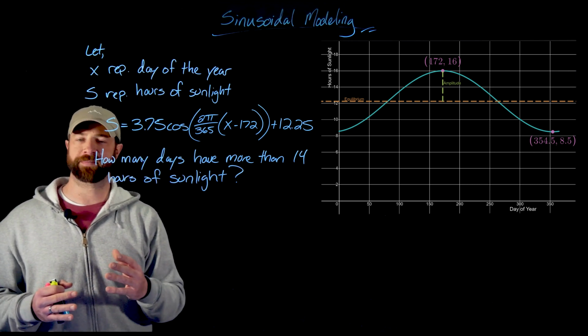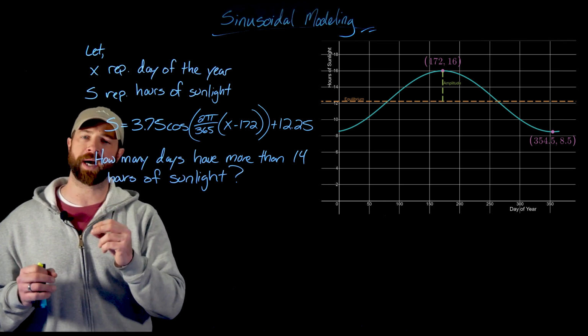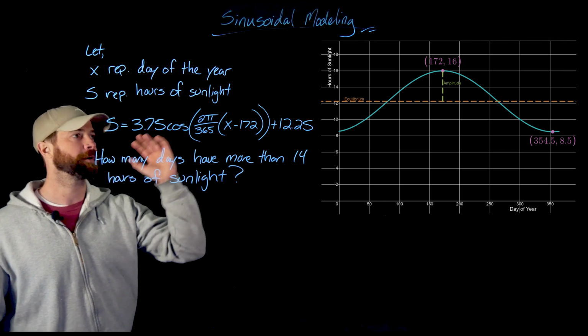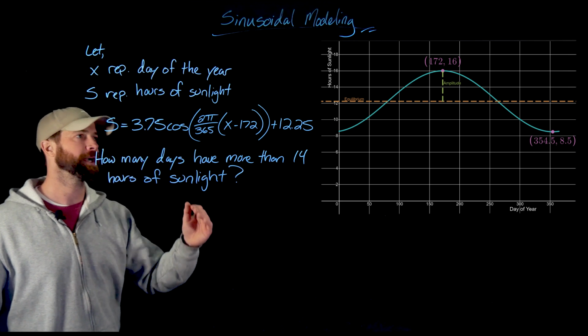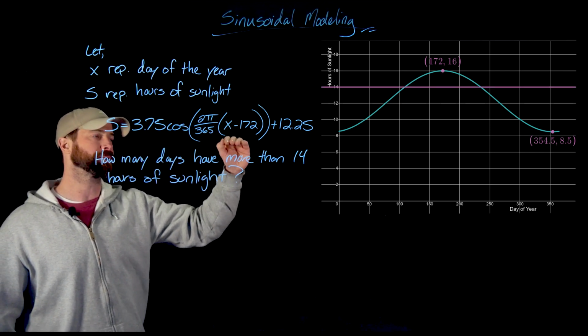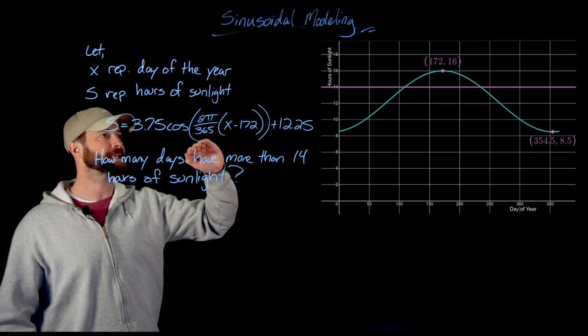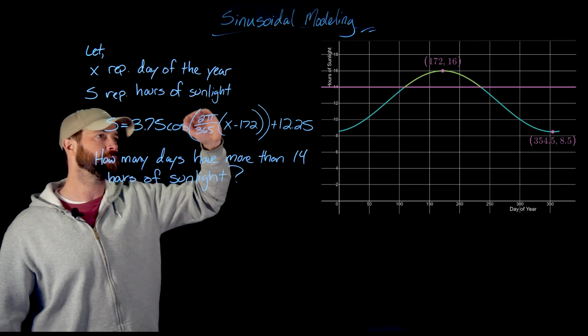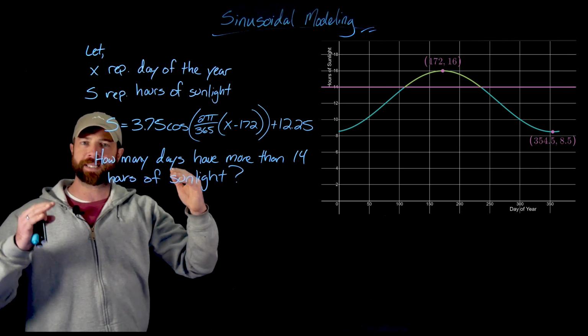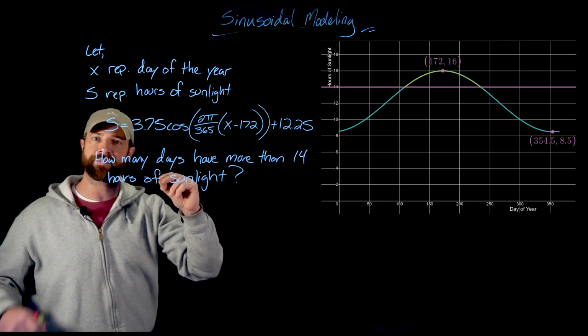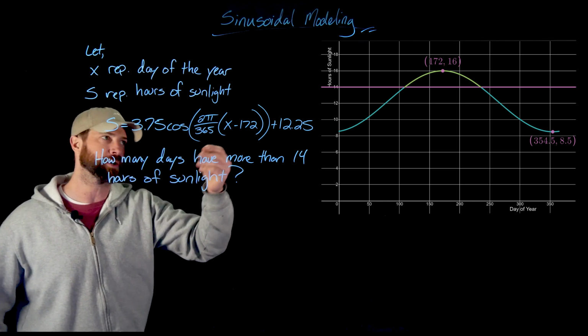There are two different ways of attacking this, depending on how we're required to attack it. First of all, if we have the graphical representation here and we throw in the line y equals 14, what we can see is that the part of the curve over that line represents the days that have more than 14 hours of sunlight, or 14 hours or greater.